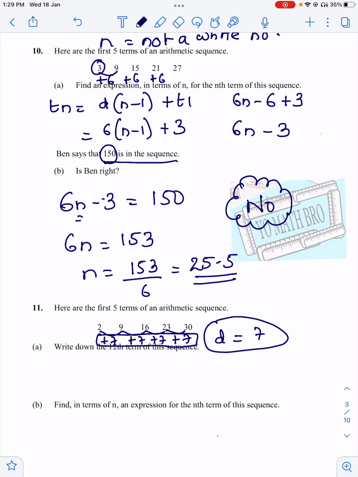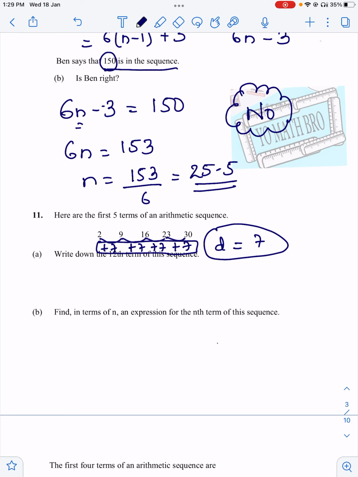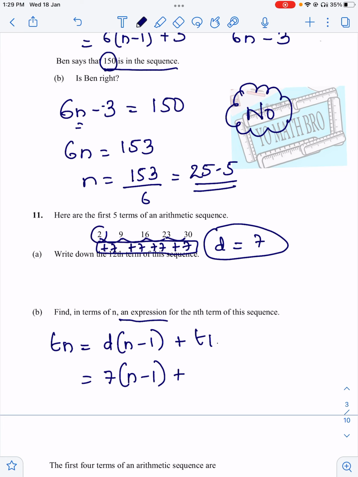They are saying write down the 12th term of this sequence, and in part B they have told us to find the expression in terms of n. So it is always important to first get the expression using the formula. You can see again and again I am writing the formula, so there are two benefits. You get marks for steps, and second, the formula remains in your memory. The difference here is 7. N minus 1 was a part of the formula, plus the first term. Be careful, it's 2. 7n minus 7 plus 2 gives me 7n minus 5.